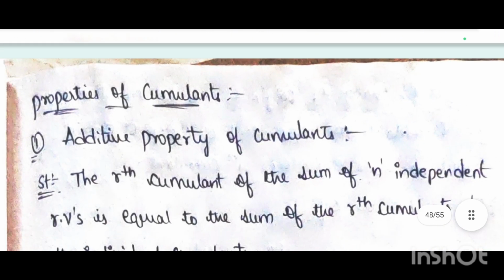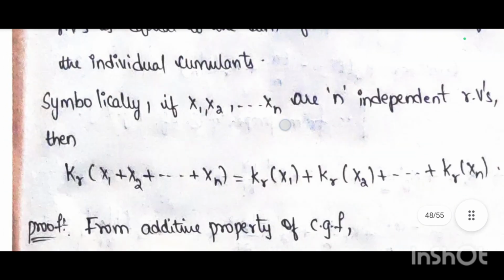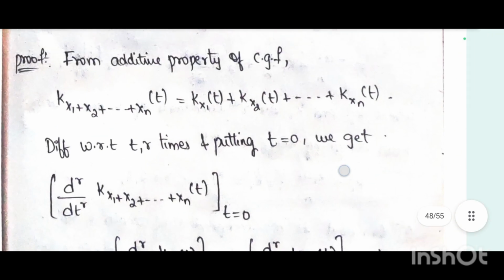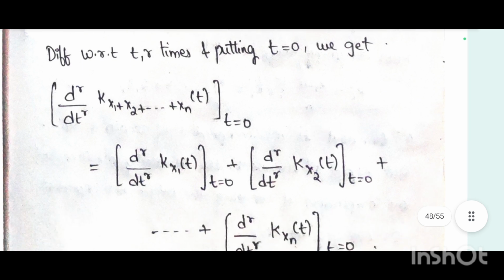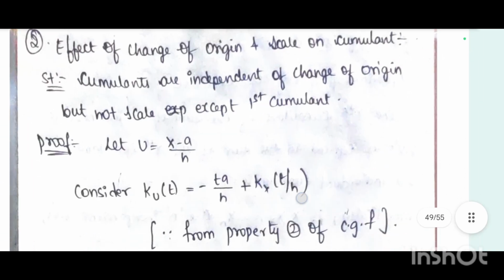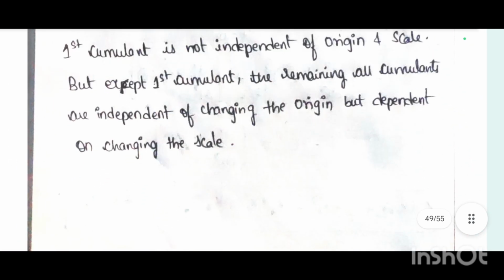Next, properties of cumulant generating function: the additive property we have already seen, and the cumulants we can also calculate by differentiating d to the power of r divided by dt to the power of r of Kx of t, where t equals 0. If you substitute, then you will get the answers. Okay, the effect of change of origin and scale we have already done.